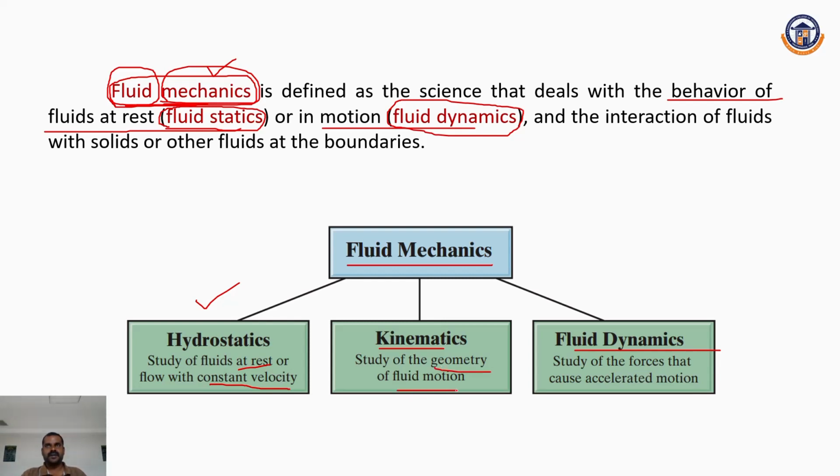Here geometry means we have to know the displacement, velocity and acceleration. That refers to the kinematics of fluid flow. In the dynamics of fluid flow, we study the forces that cause the accelerated motion. In kinematics, we deal with the study of fluid behavior with respect to geometry, and we do not consider the forces acting on the fluid flow. But in fluid dynamics, we refer to the forces which cause that motion. That is the major difference between kinematics and dynamics of fluid flow.